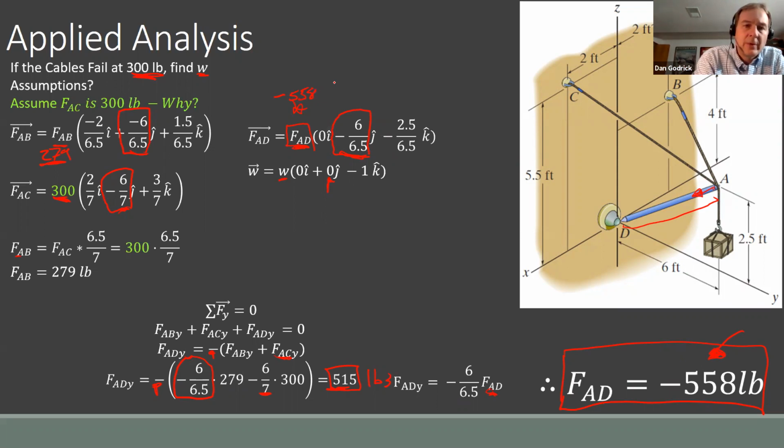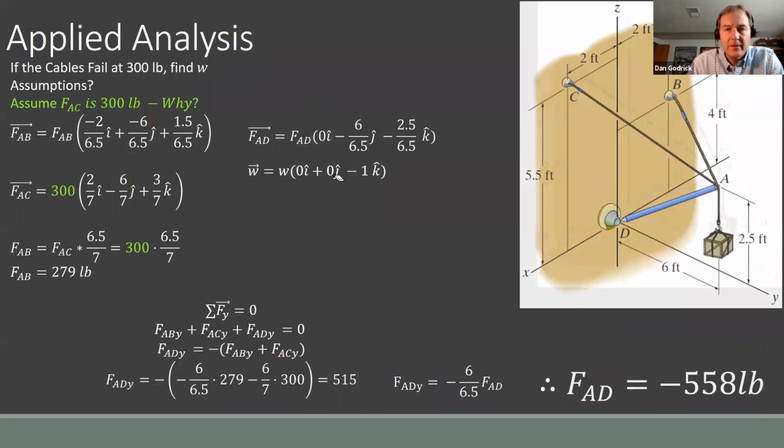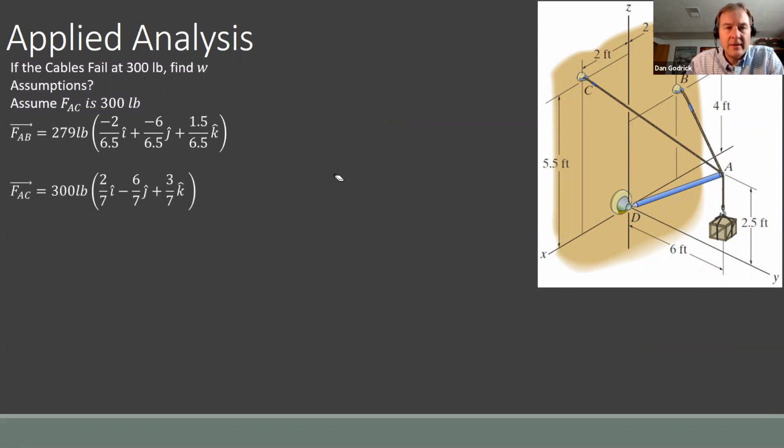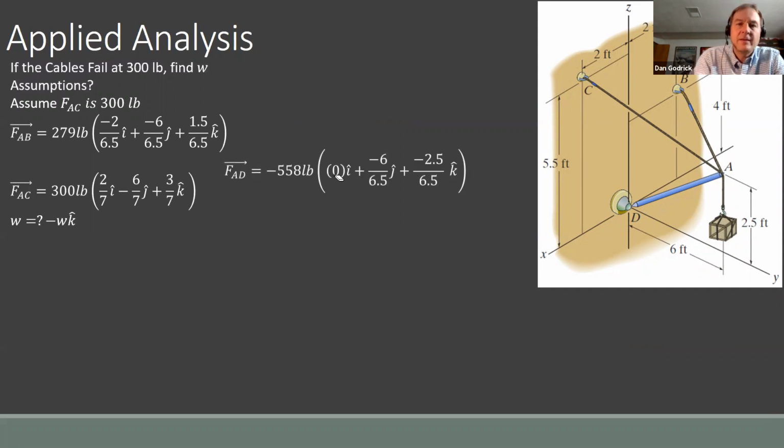So now we have everything we need to know to solve for W. So let's just do it. Nothing to it, just to do it. So we know that FAB is 279 in the direction of AB. We know FAC is 300 in the direction of AC. We know W goes down in the K direction, minus W in the K. We know FAD now is minus 558 in the direction of AD. So it's opposite, it's DA. But yeah, just staying consistent.